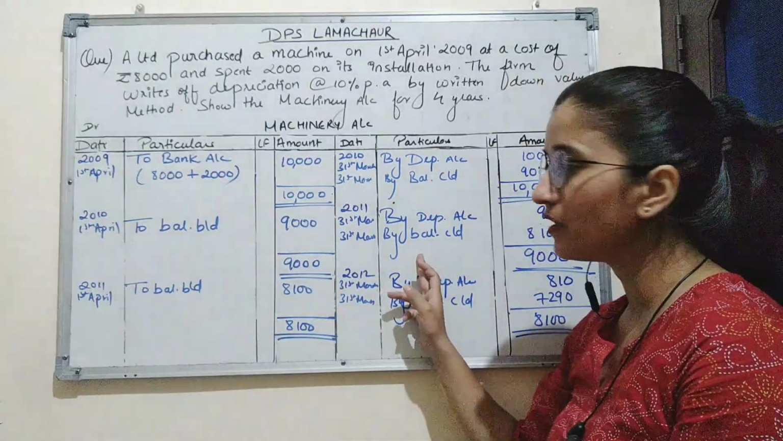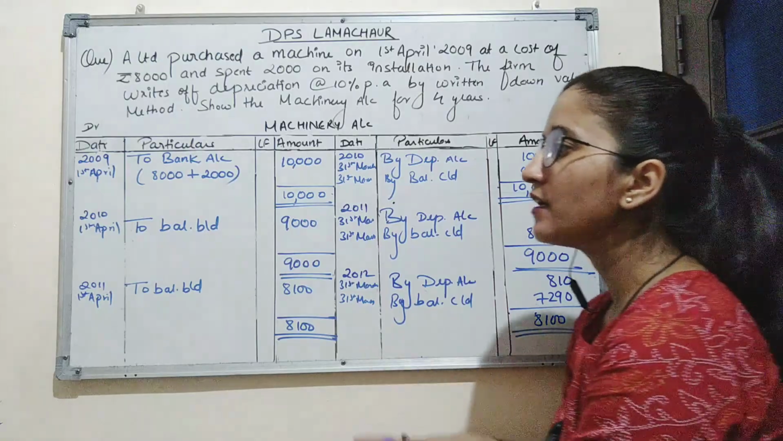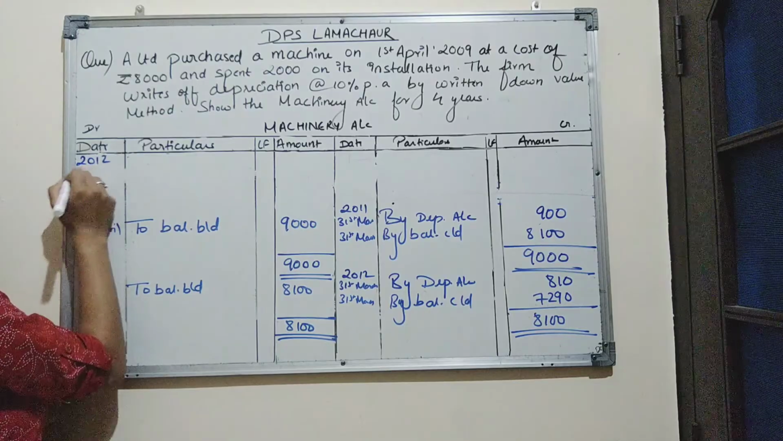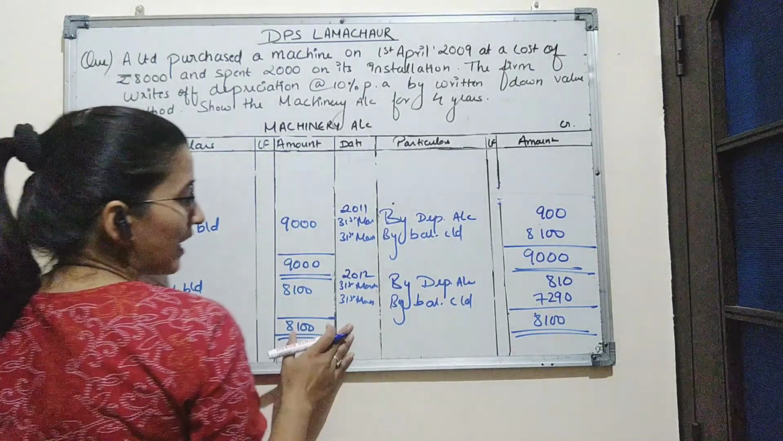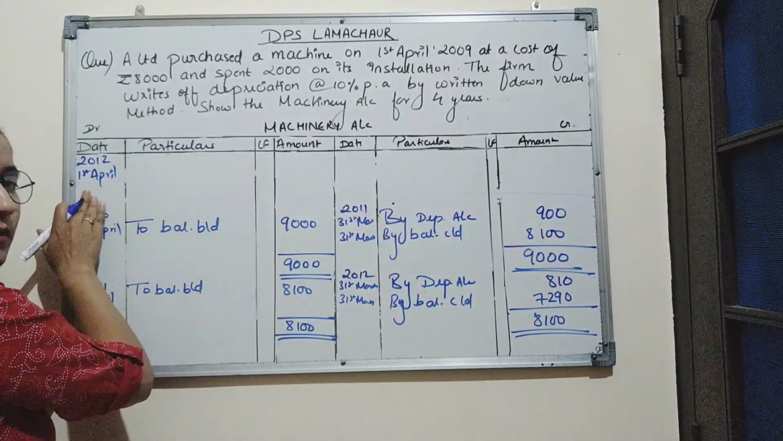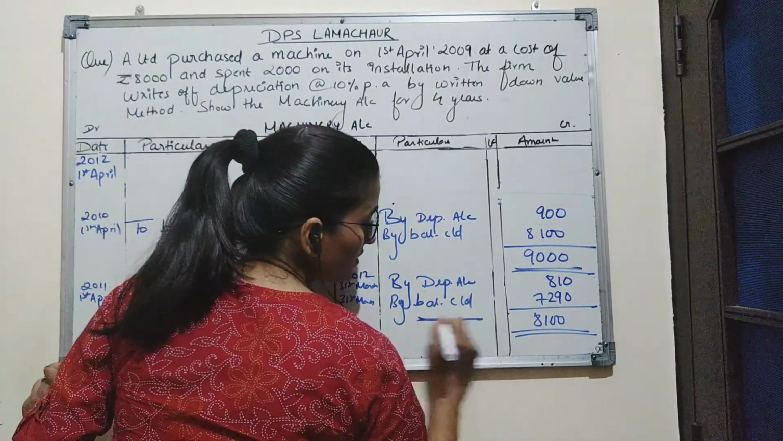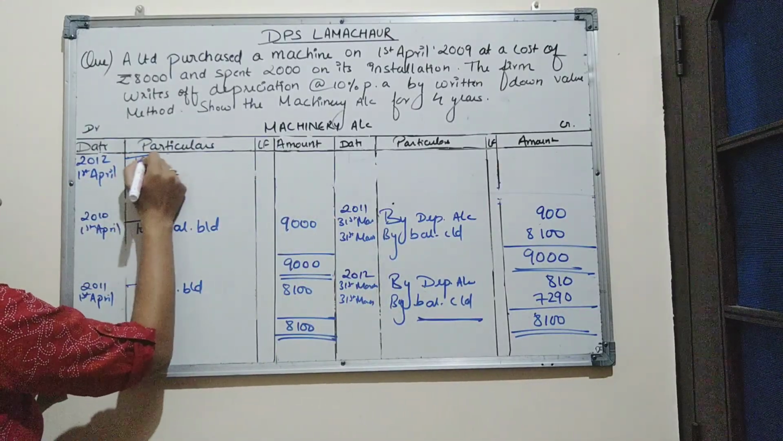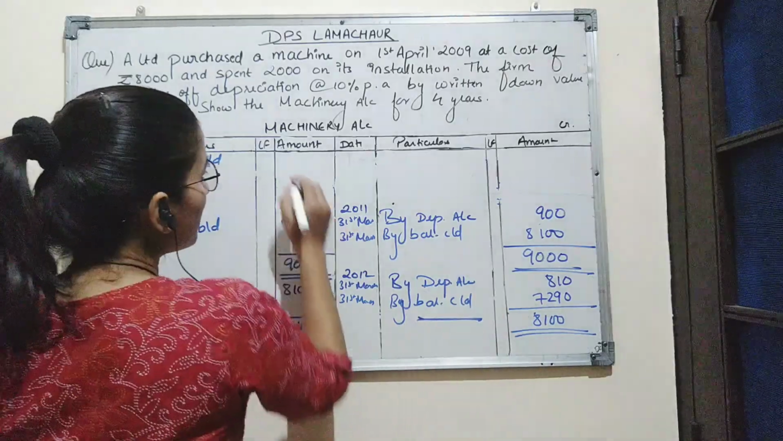So here we have charged the depreciation on machinery account for 3 years: 2009 to 2010 is the first year, 2010 to 11 is the second year, and 2011 to 12 is the third year. Now the fourth year remains. The fourth year will be 2012, 1st April. As the year ending was 2012 31st March, the beginning of the year will be 1st April 2012. Now here was the closing balance. This closing balance is written as opening balance, to balance brought down.